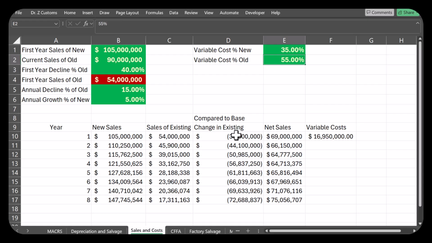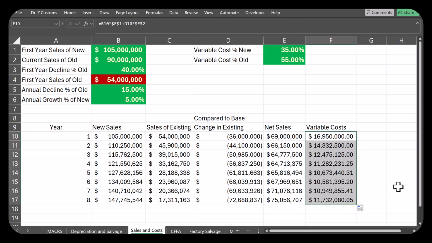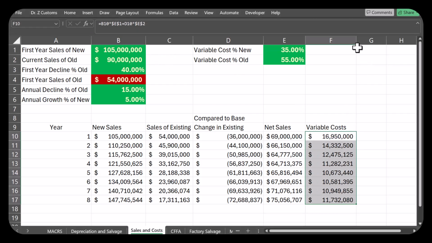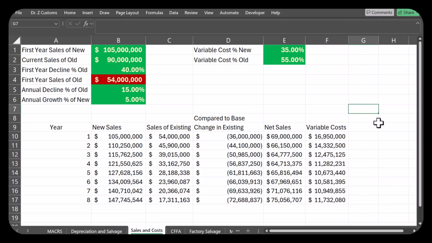So the first year, I have additional $16.95 million variable cost. And I have all of these. And I don't want no stinking cents. Now all I have to do is get depreciation.